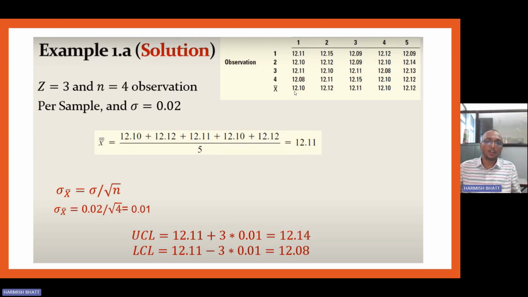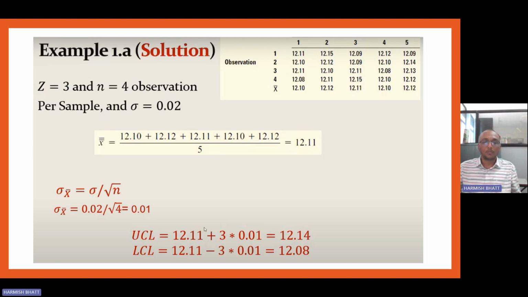X double bar is nothing but the average value of all the means of all the samples. So 12.10 plus 12.12 plus 12.11 plus 12.10 plus 12.12 divided by the number of samples k, which is 5. So if you take the mean of each sample, it is equal to 12.11. Now sigma x bar is equal to sigma divided by under root n, as discussed earlier. And sigma x bar is equal to 0.02 divided by under root 4, that is 0.01.